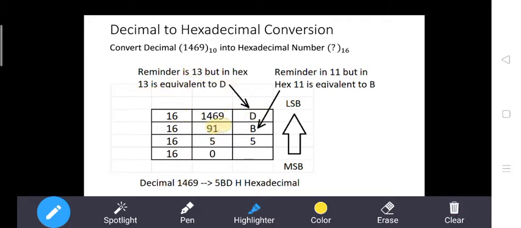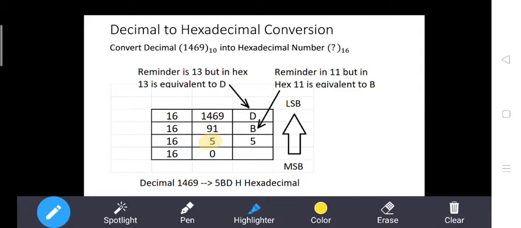Next, 91 divided by 16. My answer will be 5. 5 into 16, my answer is 80. 91 minus 80, my remainder is 11. 11 is equivalent to B in hex. So I write B over here.